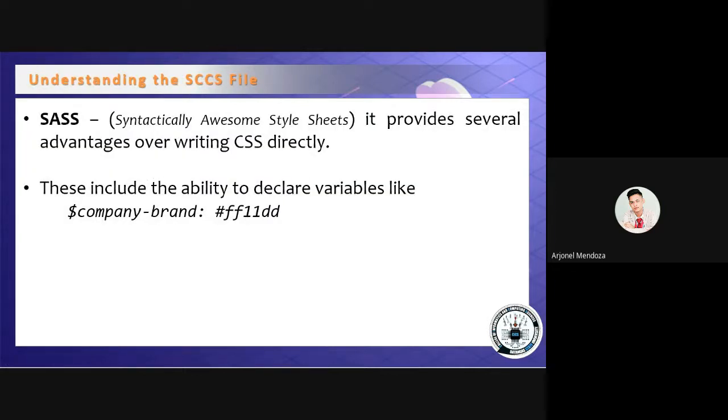So we are now done with the HTML structure and the HTML tags and the Ionic component. So we'll now understand the SCSS file. The visual definition of an Ionic application is defined by CSS. However, this CSS is actually generated by Sass, or syntactically awesome style sheets. So it provides several advantages over writing CSS directly.